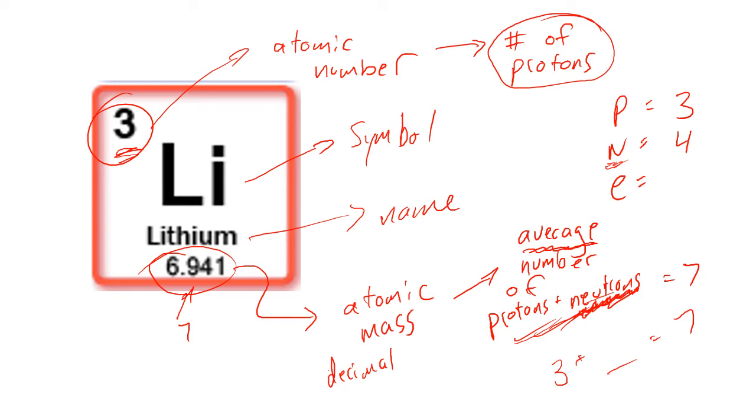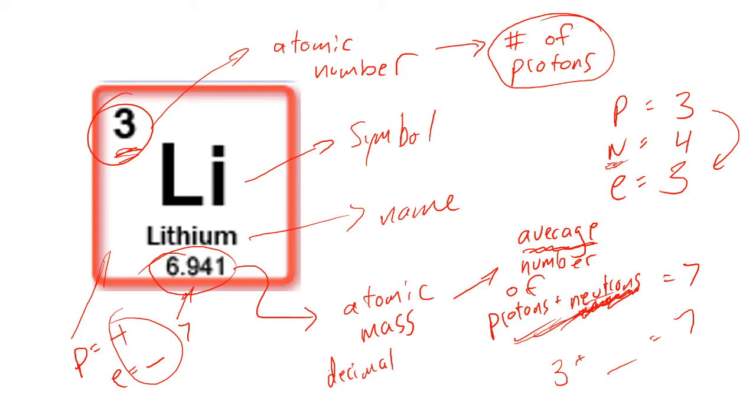Now for electrons, there are no other numbers on here. But here's the deal. Protons are positive, electrons are negative, and these two things have to be equal for a normal neutral atom. So if we have 3 protons, we are going to have 3 electrons for a neutral atom. Now, it is possible we have a charged atom, but we don't right now. We're just going to be neutral Nancy here. So that is what we are going to have.